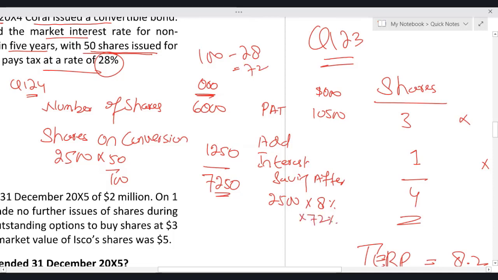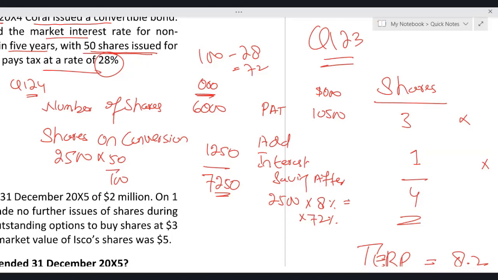See, in the previous class the tax rate was 30%, so we multiplied with 70. There was one more question in which the tax rate was 20, then we multiplied interest saving with 80 to make it after tax. Now the tax rate is 28%, so to get interest saving after tax, we multiply with 72. If the tax rate was 10, we would have multiplied with 90. You should be really good in this. How do we make interest saving after tax? 2,500 into 8% into 72%.